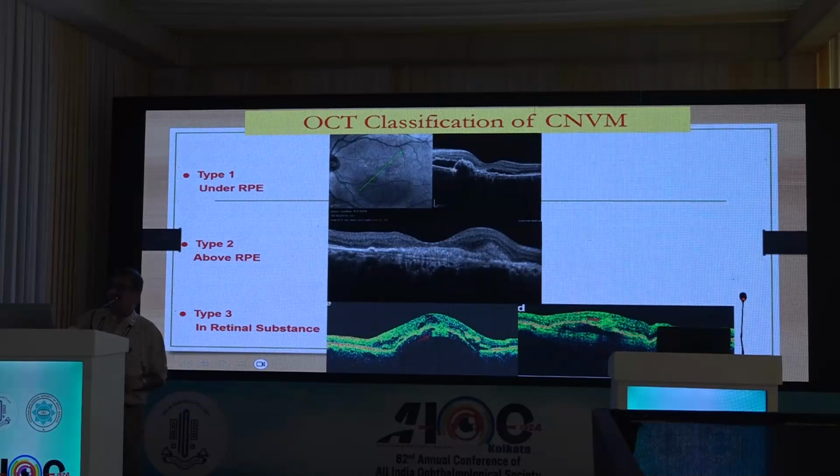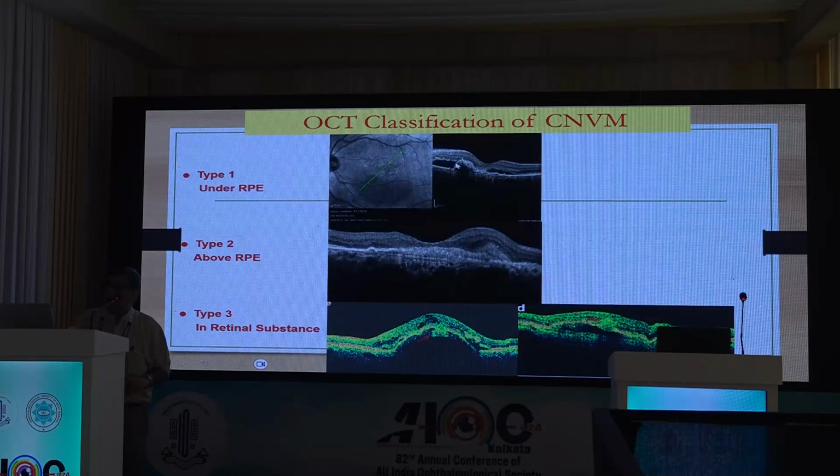But what do you see here? There's subretinal fluid, there's an RPE detachment, and you have a type 1 CNV. This is an RPE detachment with subretinal fluid. Now, when the same lesion is above the RPE, like you see over here, there's some scarring here, and there's a lesion here. Some granularity here. This is a type 2 CNVM above the RPE. And the third one is type 3 CNVM, which is in the substance.